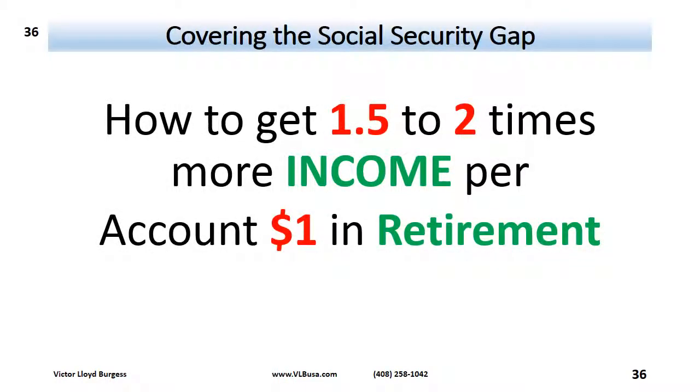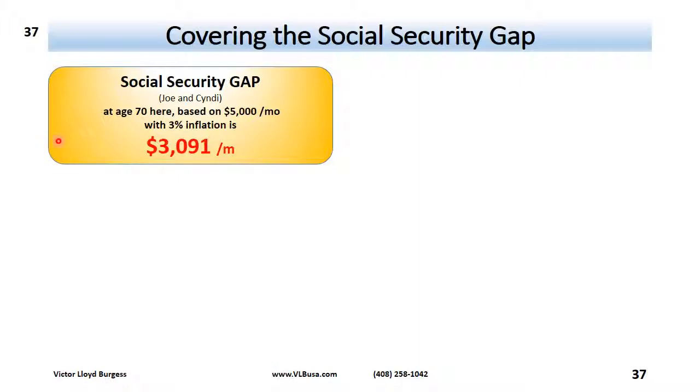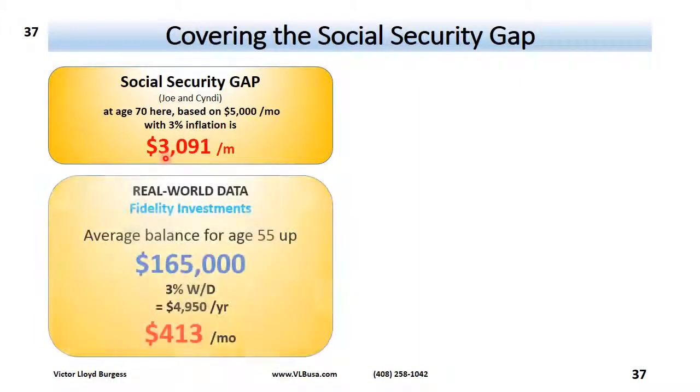Another way to make my money last longer, which is your money, is how to get 1.5 to 2 times more income per account dollar in retirement. Wouldn't you like to know how to do that? Well, when we look at a Social Security gap, you take your Social Security benefit at a particular age, have it pay off your expenses, and whatever's left is what your investments or pensions, a combination of investments and pensions, have to cover. That's called your Social Security gap. Now, in this example, at age 70, $5,000 a month, growing at 3% inflation, was $3,000 a month.